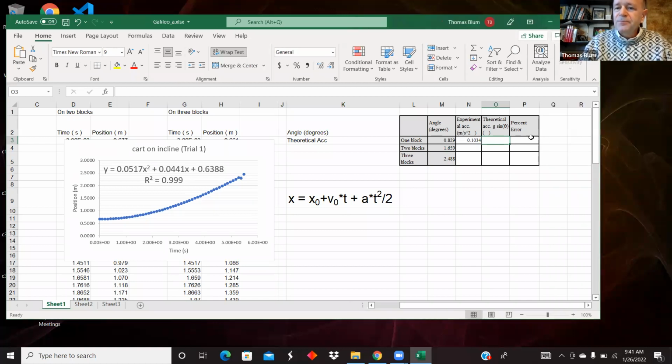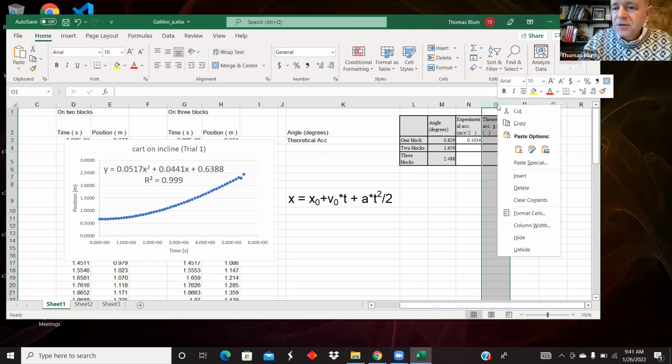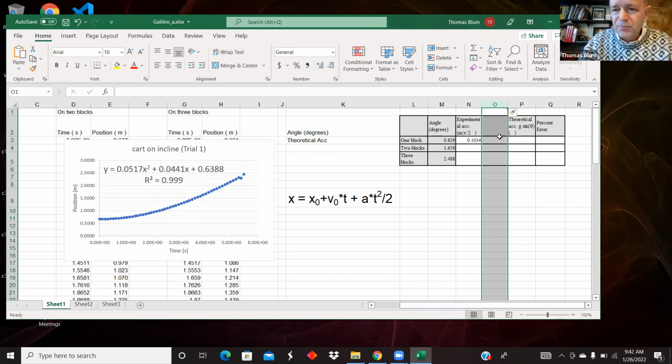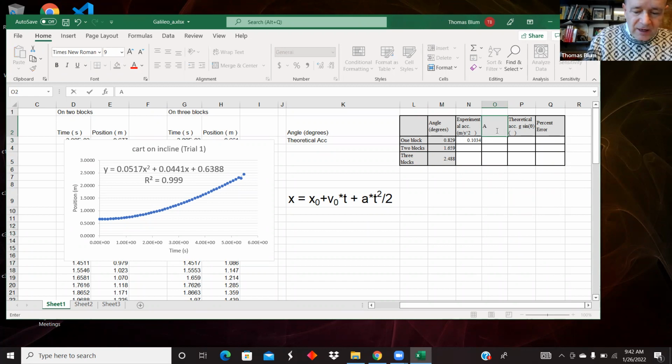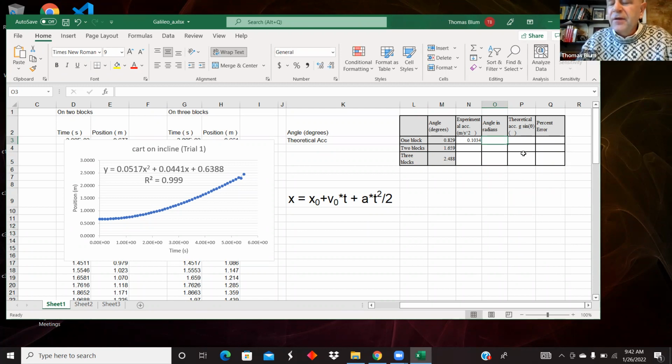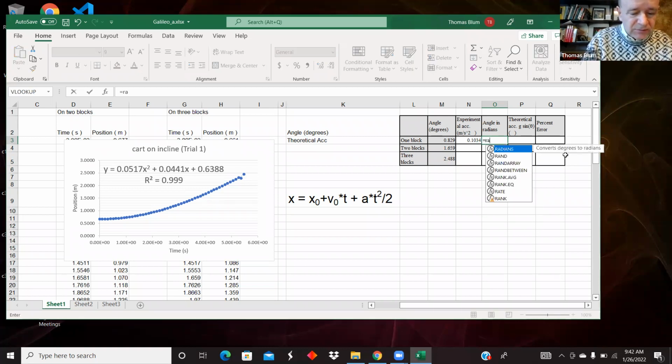So let's do it in 2 steps. I'm going to insert a column here. I could do it in 1 step, but let's break it down. Let's say angle in radians. And then we can say there are 360 degrees around a circle, and that corresponds to 2 pi radians. So we could do that ratio for ourselves, but Excel has a function. So let's make Excel do the work.